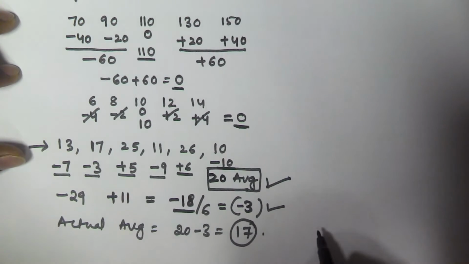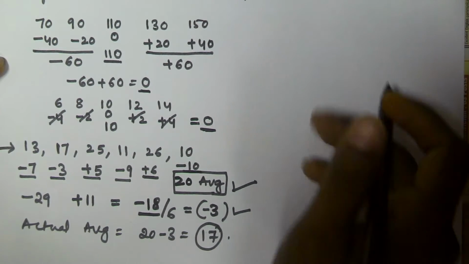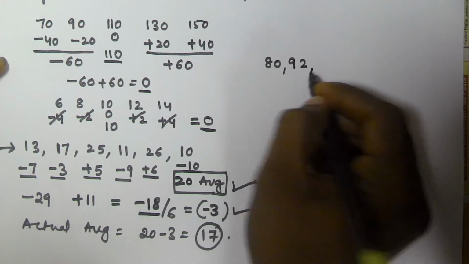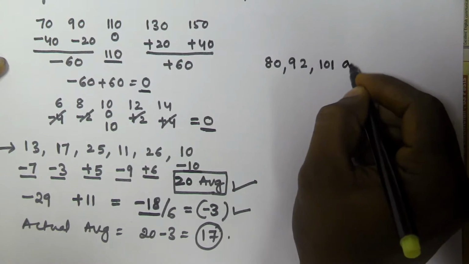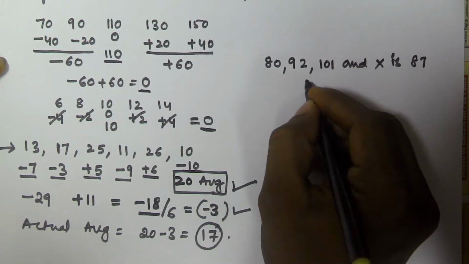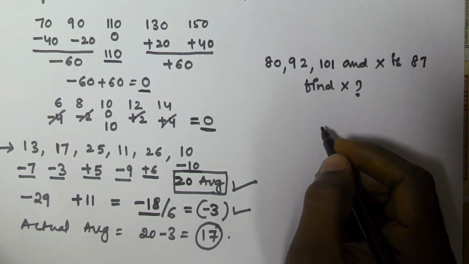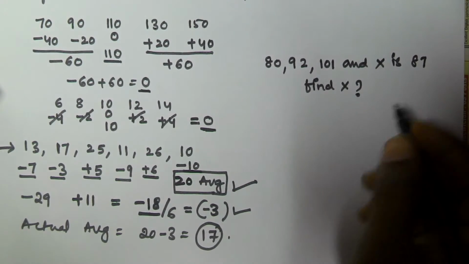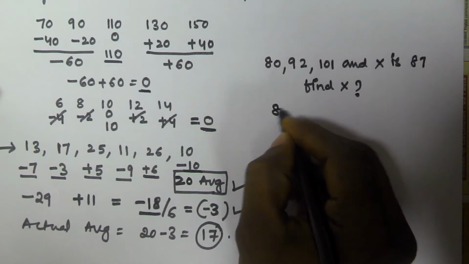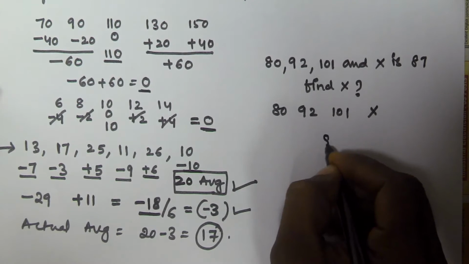I hope you understand this problem. Let's solve another example based on this deviation concept. Now the average of 80, 92, 101 and x is 87. Now find x. So how to find x? The average of 80, 92, 101 and x is 87.